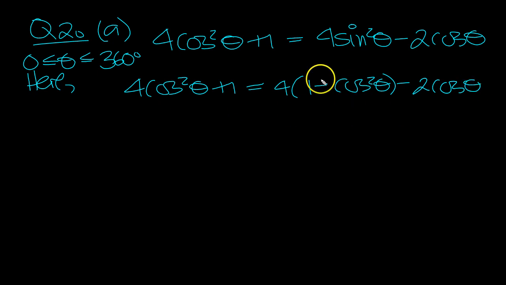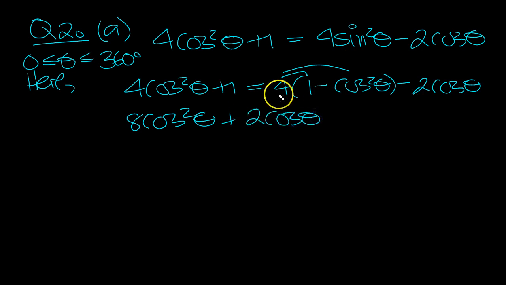Okay, let's get all the cos squareds together. This is minus 4 cos squared, isn't it, when you expand the bracket? Move that over to be here. We end up with 8 cos squared theta. We've got minus 2 cos theta, bring that over to plus 2 cos theta. And then we've got a 4 here, bring that over to minus 4. 1 minus 4 is minus 3.